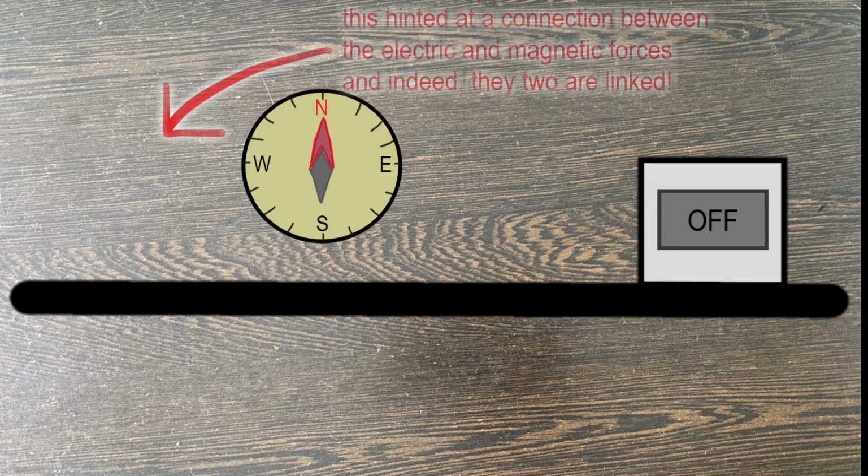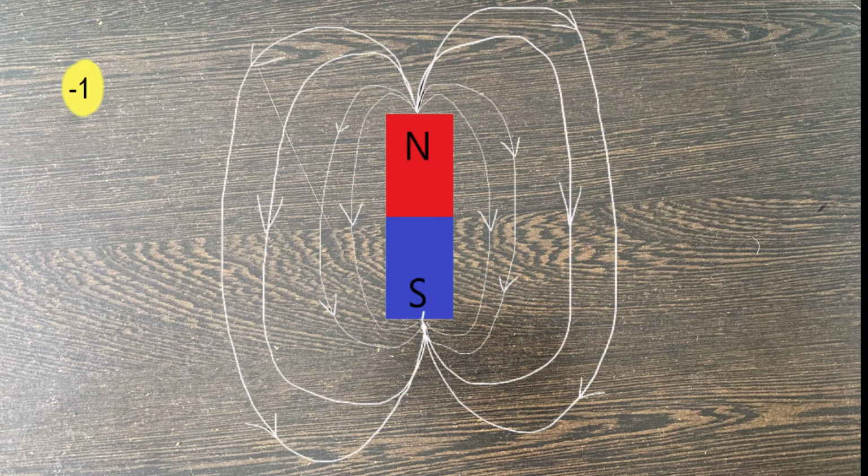Indeed, electricity and magnetism are both different forms of the same thing. We also observed that a path of a moving electric charge is affected by a magnetic field. In fact, the strength of a magnetic field is defined by how much it affects a moving charge.